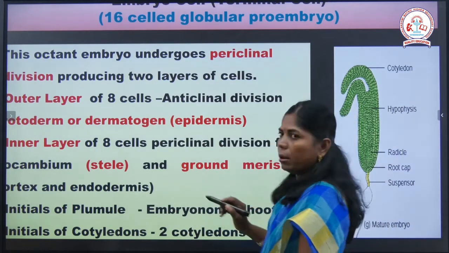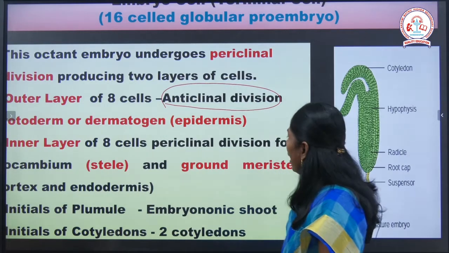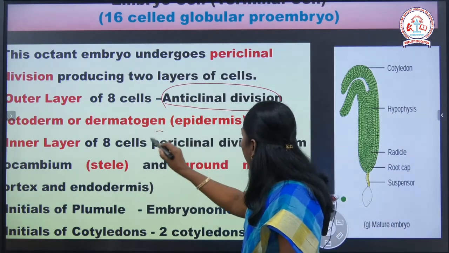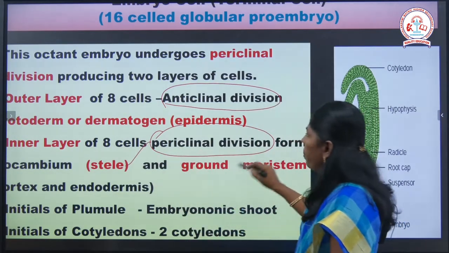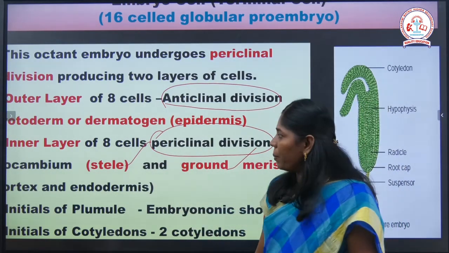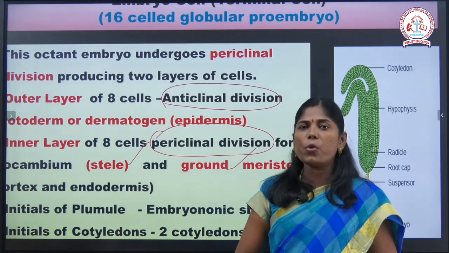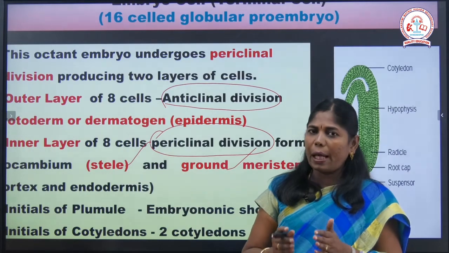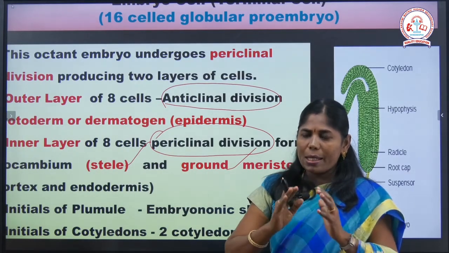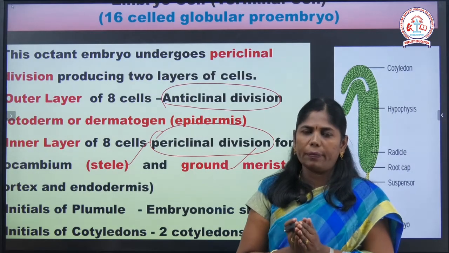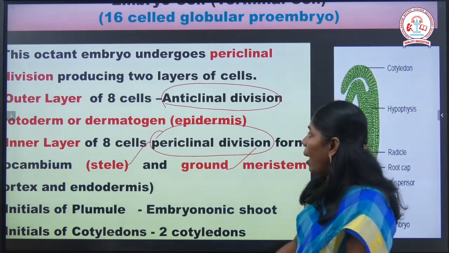So that's the outer layer of the 8 cells that is undergoing the anticlinal divisions, and the inner layer of the 8 cells undergoing the periclinal division to form a cambium and ground meristem. Okay, so what is the cambium? Cambium is a very important layer that is undergoing the cell divisions. When the cambium is present, that is known as your open vascular bundle. Such a stem has to attain maturity, and secondary thickening is formed because of the presence of the cambium.